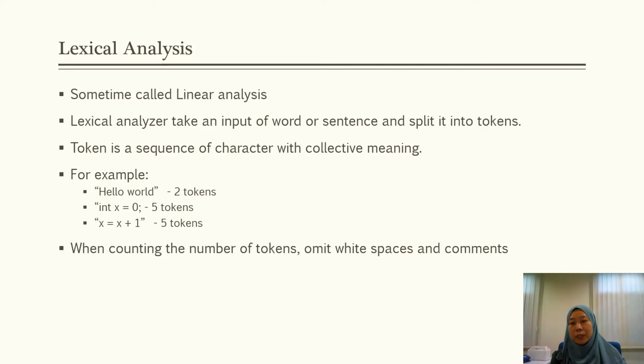For example, I have a sentence, hello world. That is counted as 2 tokens: hello is 1 token, and world is another token. I have another sentence, integer x equals 0. How many tokens? I have 5: integer, x, equals, 0, semicolon. Another one, x equals x plus 1, is also 5 tokens: x, equals, x, plus, 1. So that is what tokens mean. A token is a sequence of characters with collective meaning. When counting the number of tokens, omit the white spaces and comments. We do not include white space and comments when we count tokens.